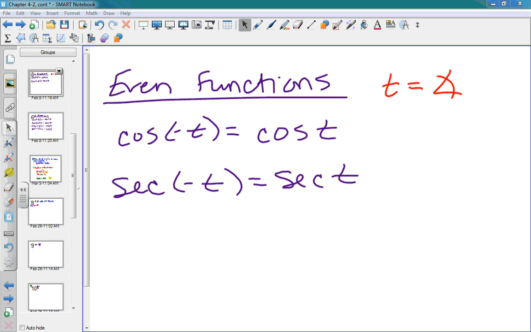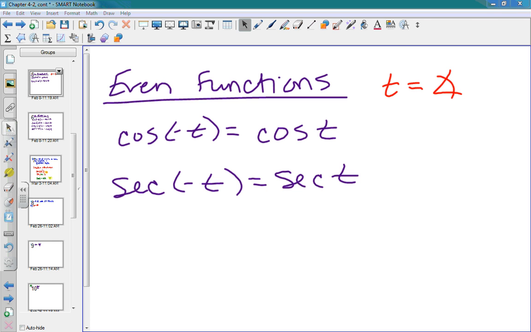Even functions. The cosine at negative t is equal to the cosine of t, and the secant at negative t is equal to the secant at t. Why? Because this is a true statement. How can they say this is a true statement? They're saying that whenever you take the cosine of the negative angle, it's equal to the cosine of the positive angle. But why is this true?